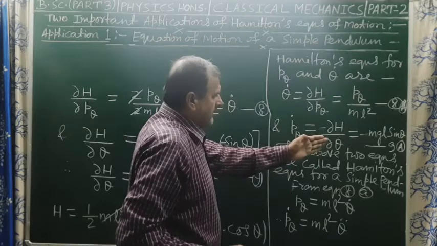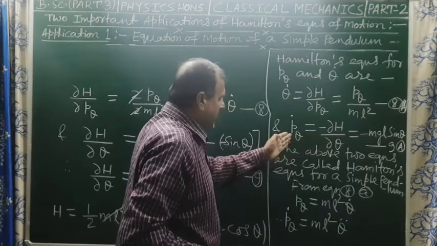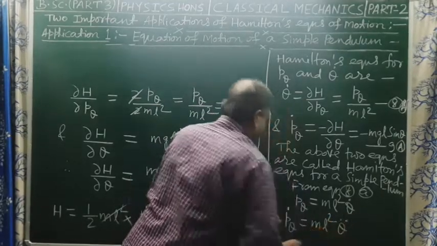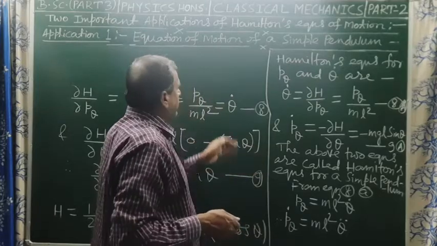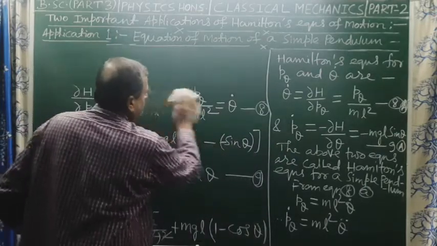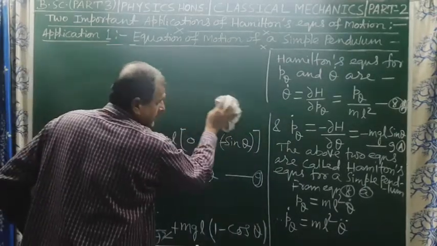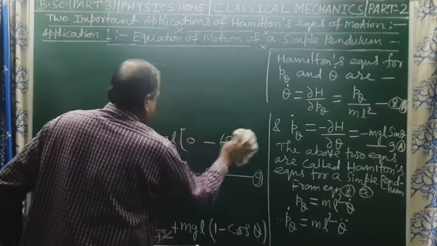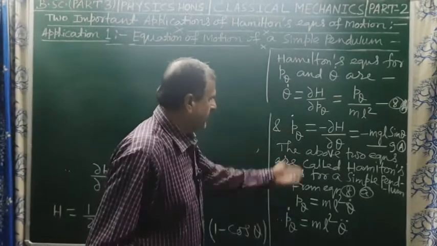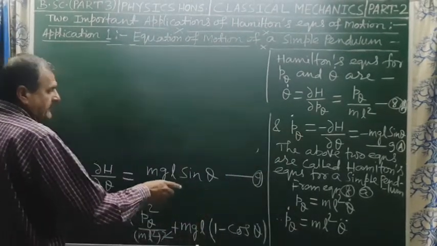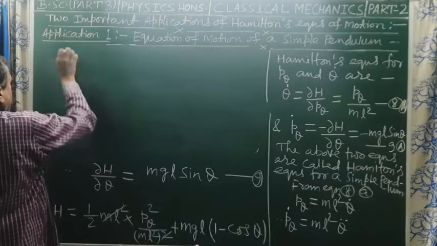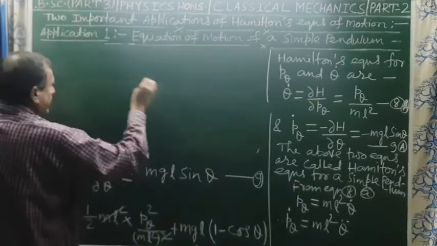So in the LHS of equation 9a, we can put ml square theta double dot in place of p theta dot. We can then get the final result, the equation of motion of a simple pendulum. So, putting p theta dot equal to ml square theta double dot in the LHS of equation 9a.